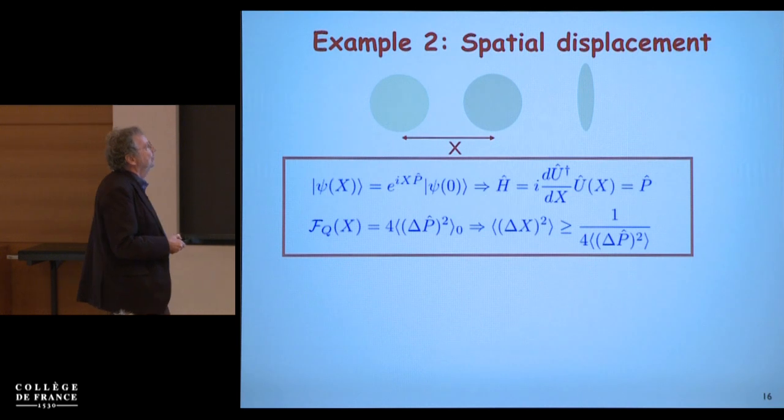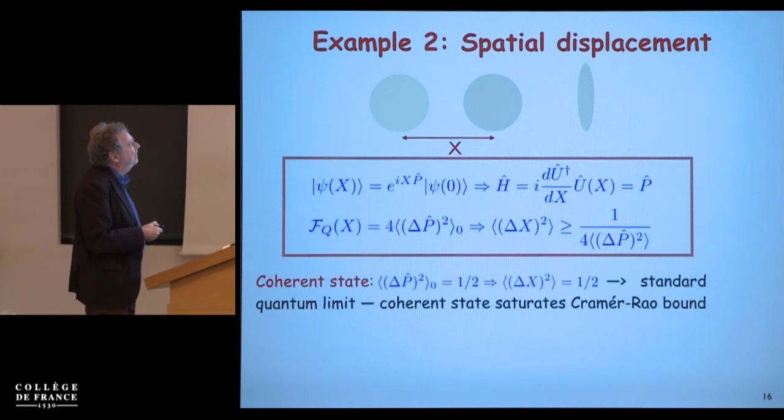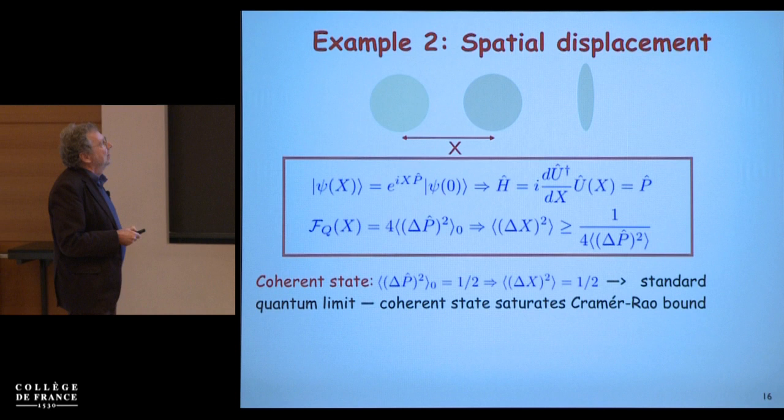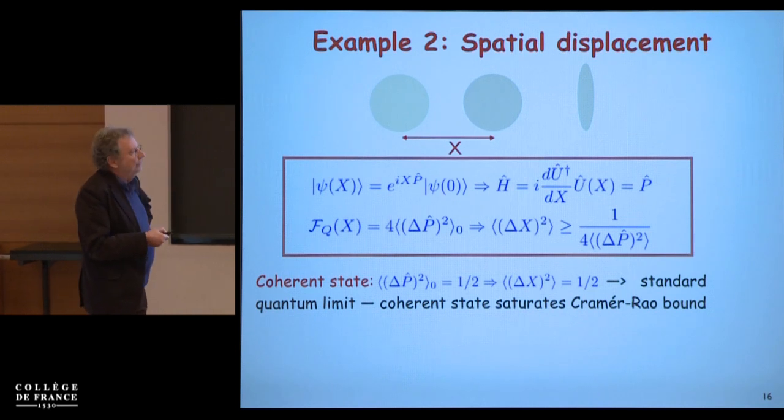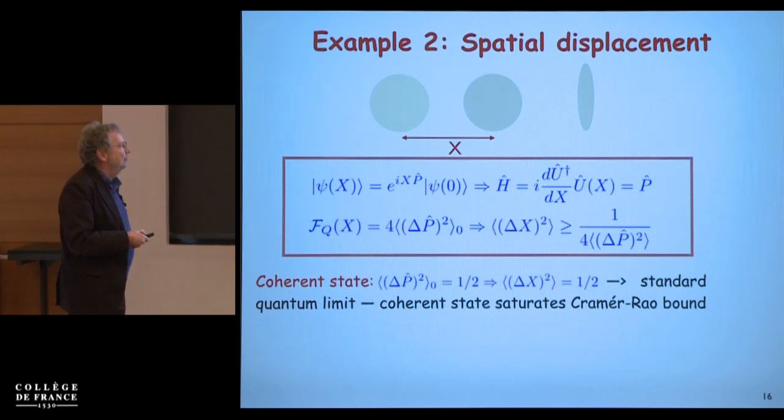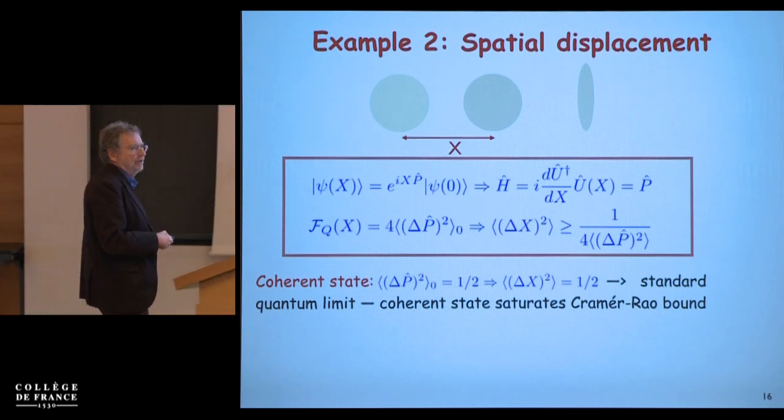That's the displacement of the state. Now, if we have a coherent state, which is shown here, the variance in momentum with this scaling, with this definition of units here, is equal to 1/2. That gives me, for the variance in the estimation of this parameter here, also 1/2. And because it's a coherent state, this saturates the Cramér-Rao bound. Okay, this is just this bound here. So a coherent state saturates the Cramér-Rao bound.